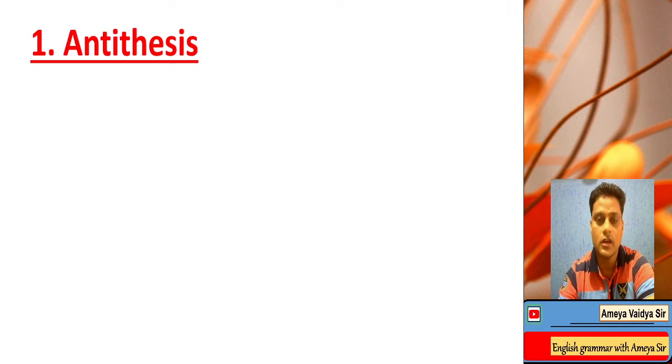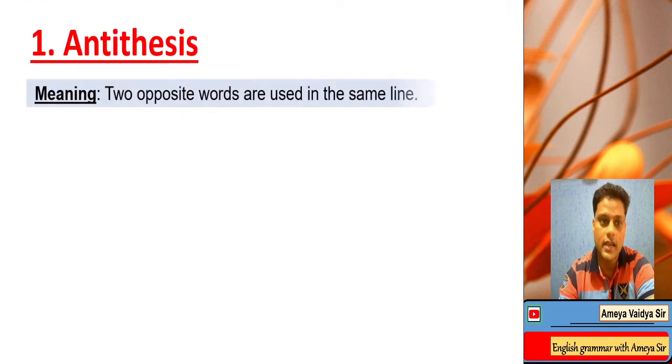So let's get started. The first one we will deal with is antithesis. So what exactly is antithesis? Two opposite words, when they are used in the same line, we say that it is antithesis. The words are opposite in meaning.